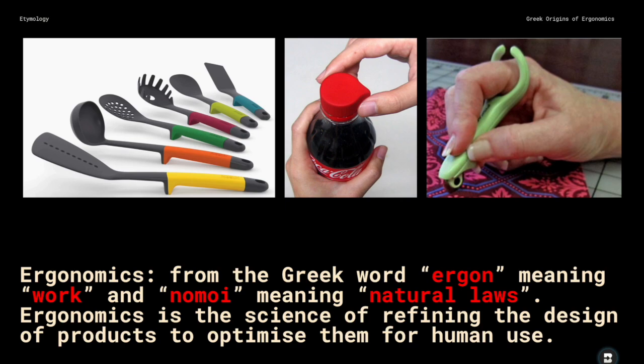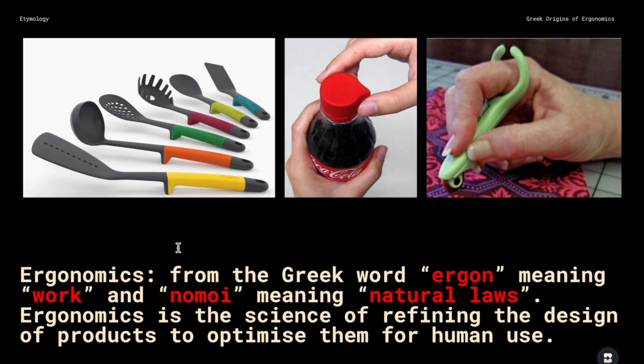I like to put in some etymology in these videos. So ergonomics comes from the Greek word ergon, meaning work, and nomoi, meaning natural laws. So ergonomics is the science of refining the design of a product to optimize them for human use.